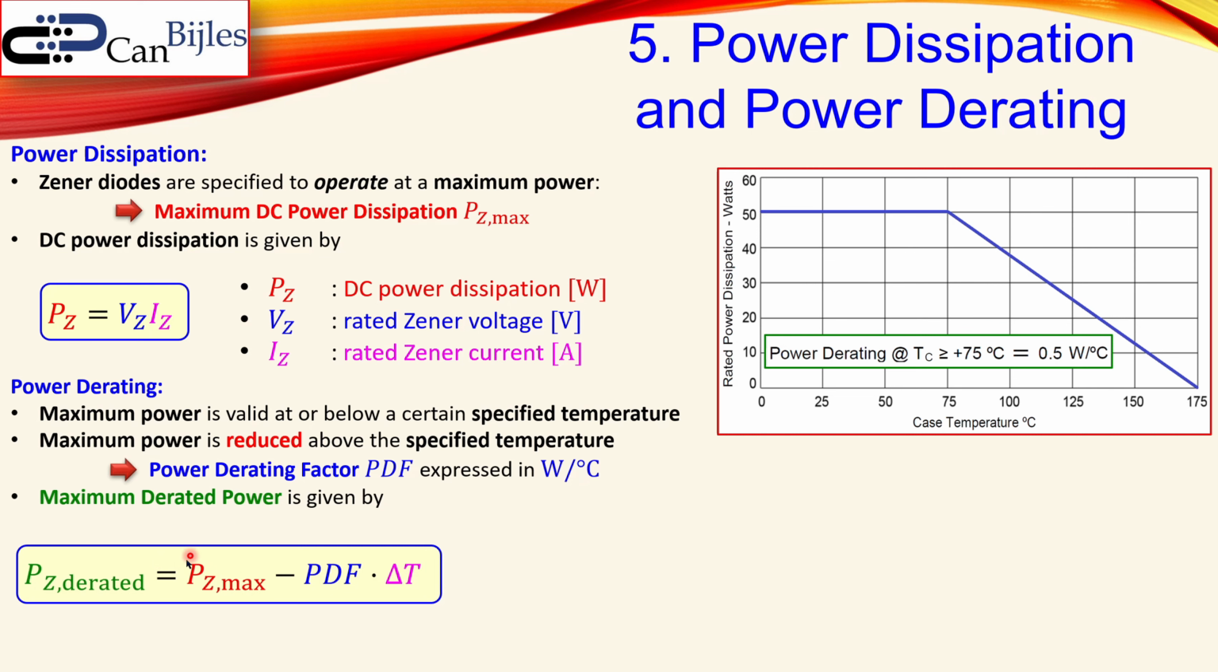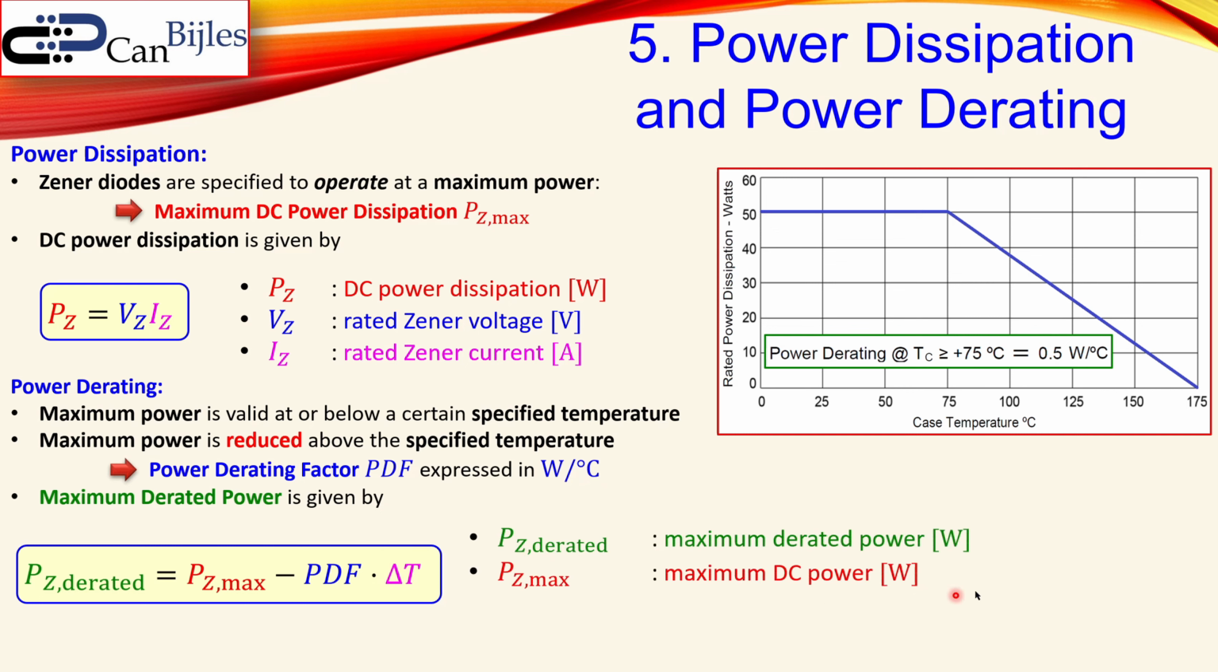We have some maximum power that you can dissipate in the condition below that temperature. When you want to go to the derated power, so the lower power due to the temperature increase, you have the PDF, which is the power derating factor, this value or any other value from your Zener diode, times the temperature change. So these are the parameters in this formula.